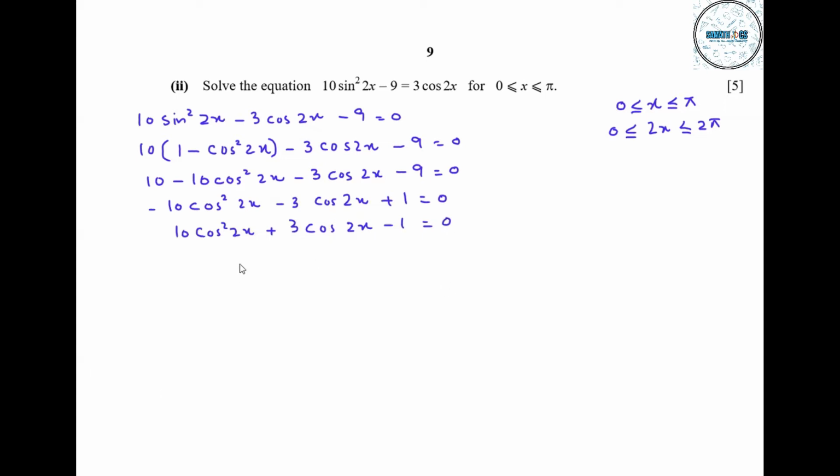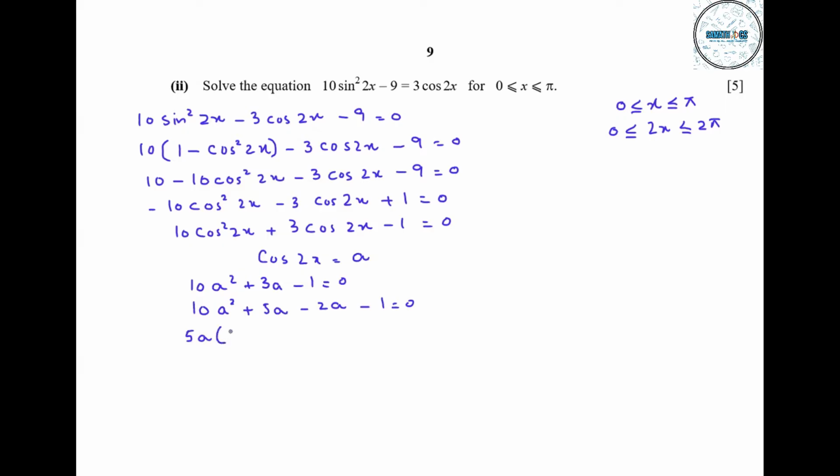Now, this is a hidden quadratic equation. So we can take cos 2x as a. Now this equation will become 10a squared plus 3a minus 1 is equal to 0. So we can factorize it using middle term breaking. 10a squared plus 5a minus 2a minus 1 is equal to 0.